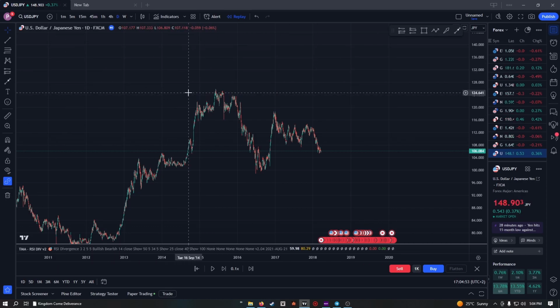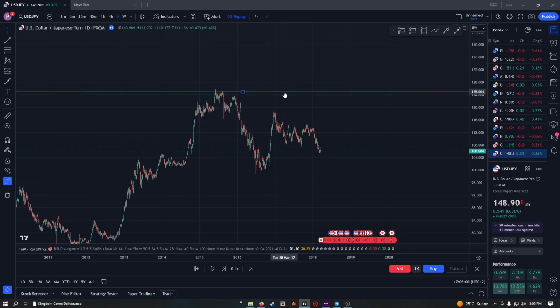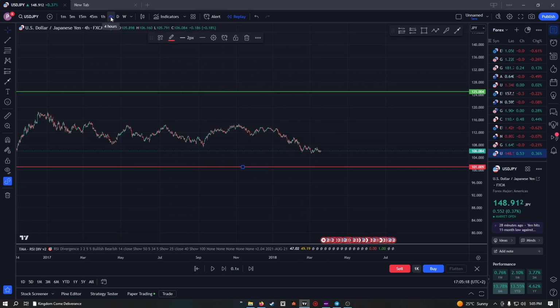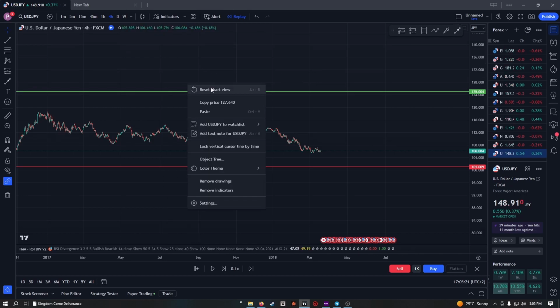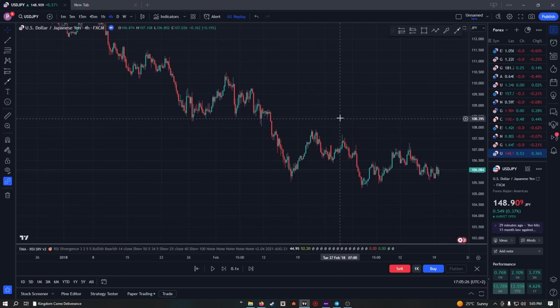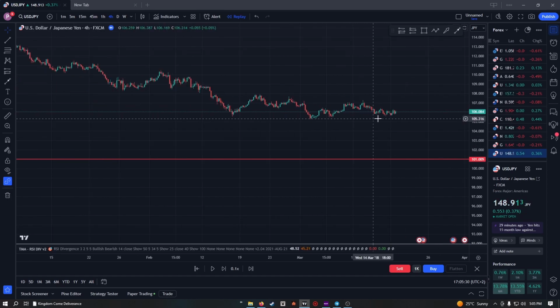So let's draw one right here, and we're gonna pass this one into green because this is our resistance line. And let's put it to 2, and I think this is a very clear support line. So we're gonna pass this one into red, and you go into the 4-hour time frame as well. We do a reset, and here we have the main ones, right, with the main price where we think the price is gonna bounce.